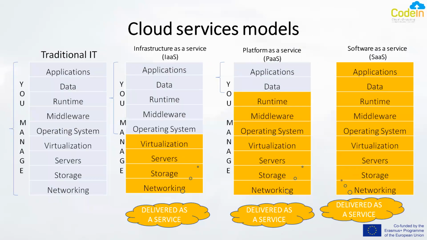In traditional IT, you manage everything. It is different in cloud computing, where we have 3 service models that you can use depending on your needs. The infrastructure as a service, IaaS, model allows you to provision processing, storage, networks, and other fundamental computing resources. Platform as a service serves to deploy onto the cloud infrastructure a consumer-created or acquired application. For example, WordPress web server, Oracle database.